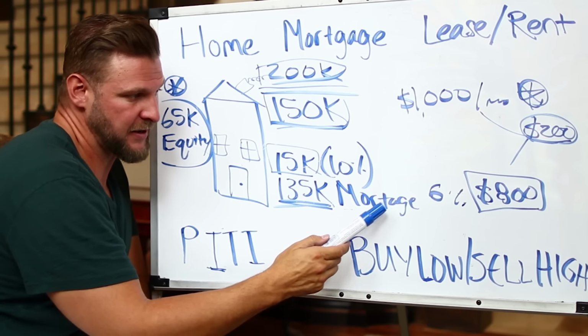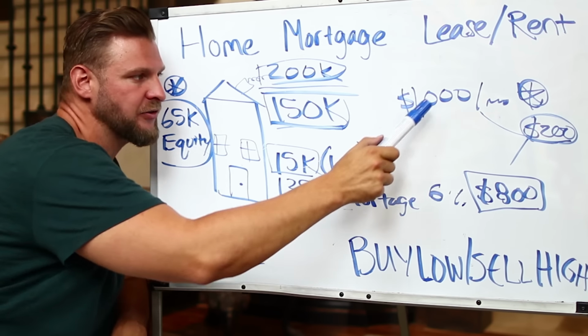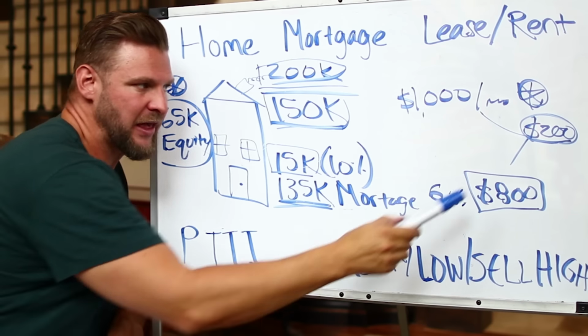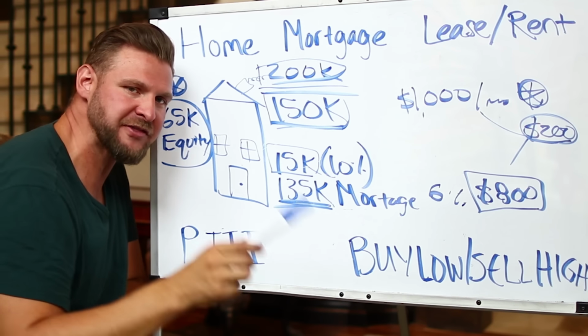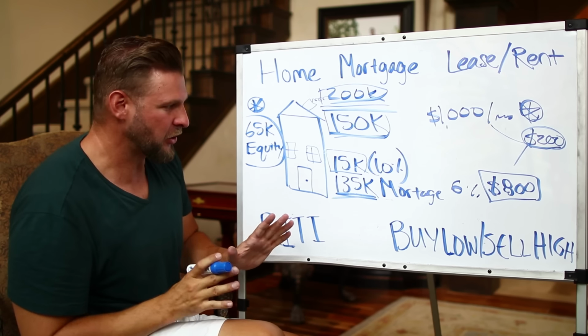My mortgage payment is $800 a month, but I chose to rent it to somebody else. They're paying me $1,000 a month. That leaves $200 a month left over every month. That's called cash flow.